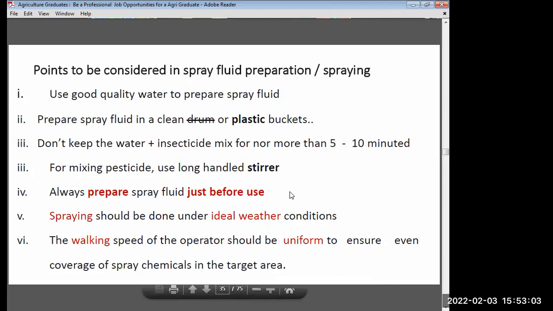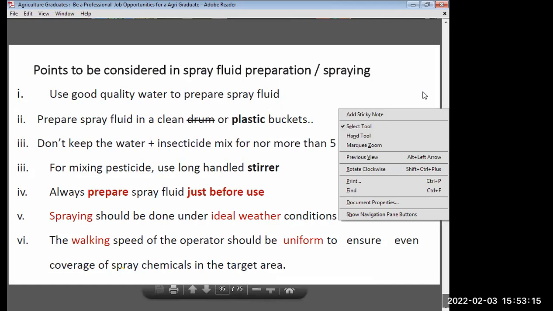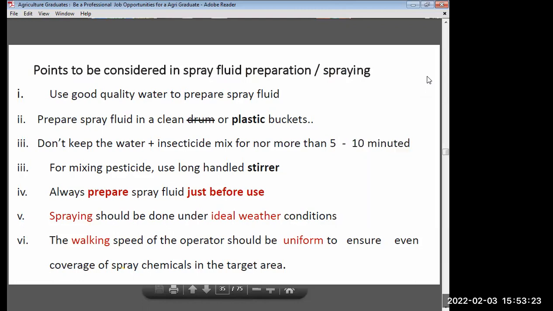Okay. Then the walking speed should be normal. We must spray in ideal weather conditions, not in windy conditions or the rainy season. We should not apply then. And the fourth point is most important: always prepare the spray fluid just before use. Next.